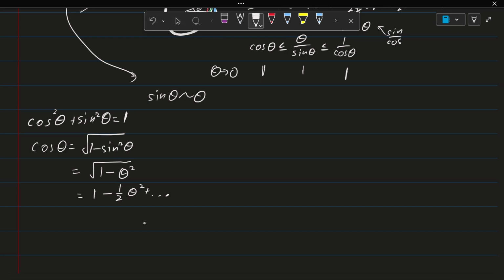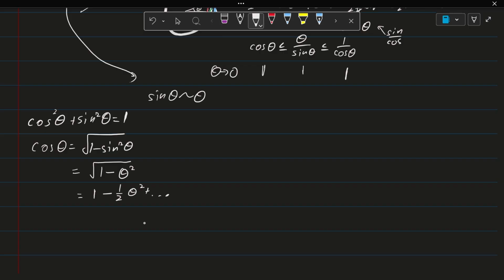So this only works for small thetas. But we do see that if you plug theta in, this would go to 1 first. So if you change it by a small amount of theta, the value will still be about 1.